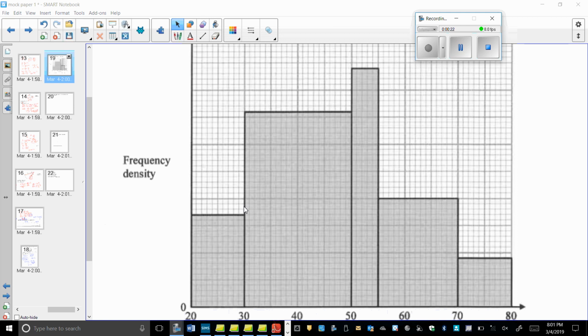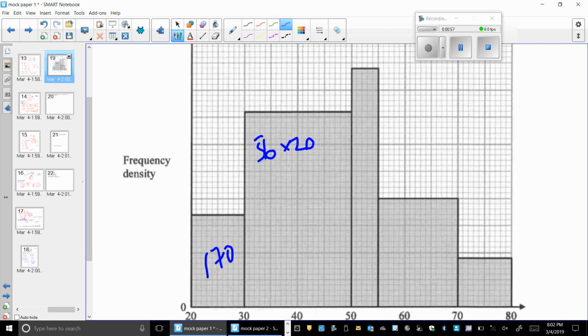And then find out how many small squares there are in total. So we've got 10, 15, 16, 17. So we've got 170 squares there. 10, 20, 36. 36 multiplied by 20 squares there.